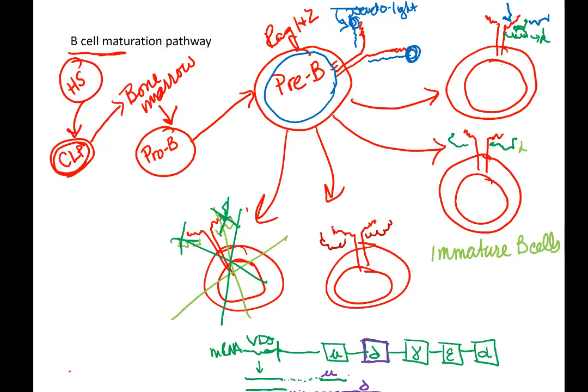So all we do is transcribe a different constant region. We use the same VDJ region for the heavy chain, and we use a different constant region. We simply transcribe and translate a different constant region. Here we're going to use mu to have IgM. Here we're going to use the same VDJ because we know that it works. So all we do is throw that on a different constant region, and now we have IgD.